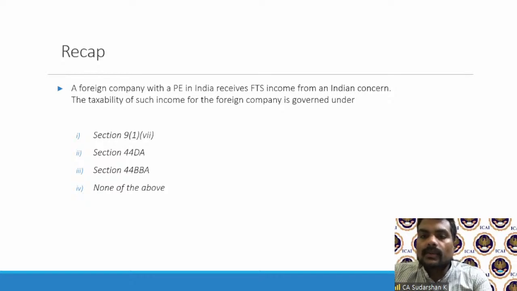So the equivalent of a business connection in the tax treaty parlance, which we're going to look at today, is the permanent establishment, and that is very commonly and harmoniously known across the world. India uses business connection in the domestic law, but in tax treaty parlance, it is nothing but permanent establishment. Now, when a foreign company which has a PE in India, which means it has a business connection in India, could be either through a branch office or a subsidiary, now receives fees for technical services from an Indian concern, the question is, how is the taxability of such income governed?